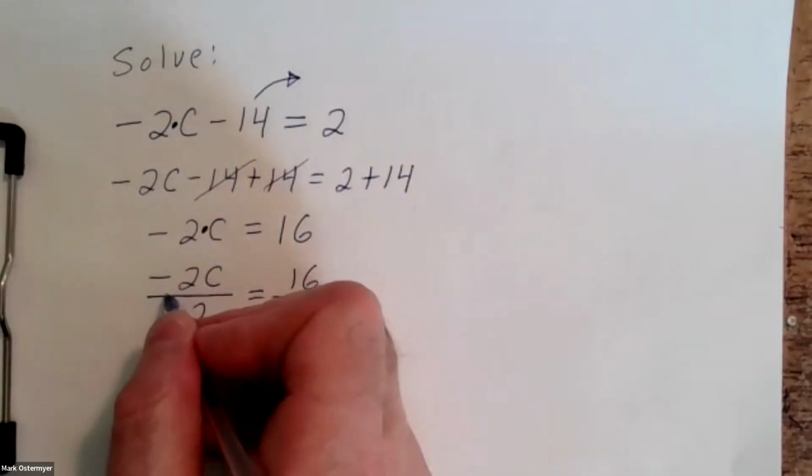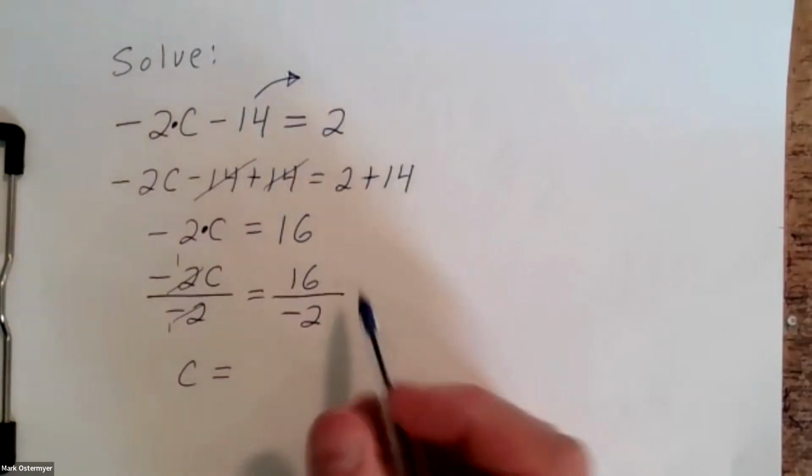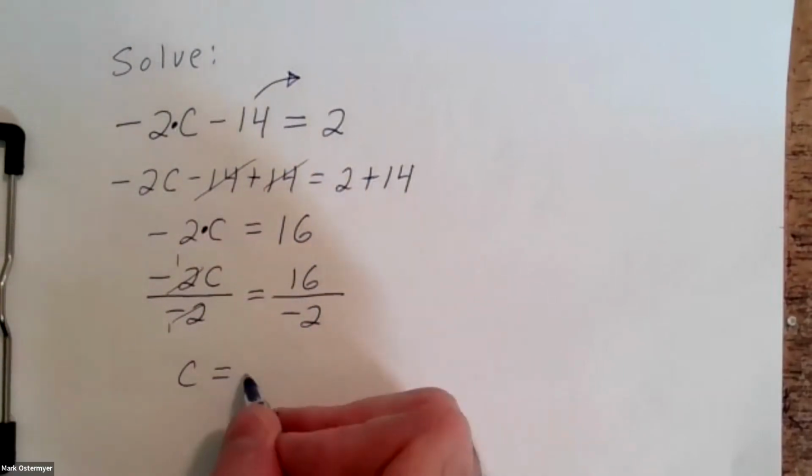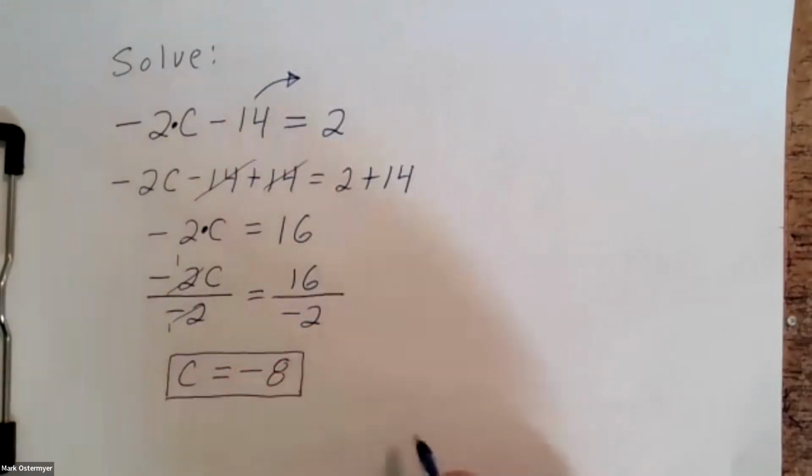The -2's on the left side of the equation reduce down to +1, and 1 times c is c. And with 16 divided by -2, you'll discover that it's -8. And that is your solution to this equation. This equation required 2 steps to solve.